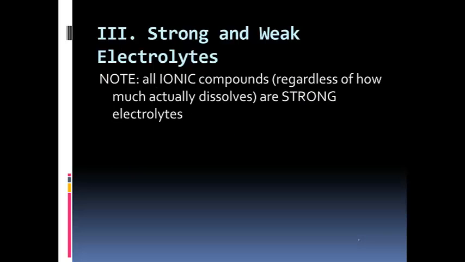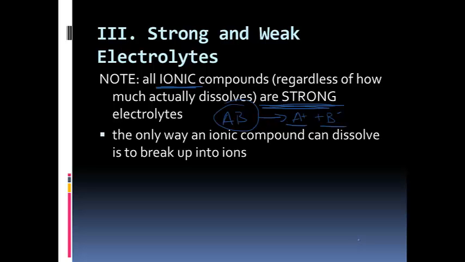All ionic compounds, doesn't matter if they dissolve a lot or a little, are by definition always strong electrolytes. The only way AB can dissolve, if this is an ionic compound, is if all of it turns into A plus and B minus. If it's still stuck together as AB, it's not going to dissolve. But whatever did dissolve, all of it turned into ions. The only way it can dissolve is to break up if it's an ionic compound.